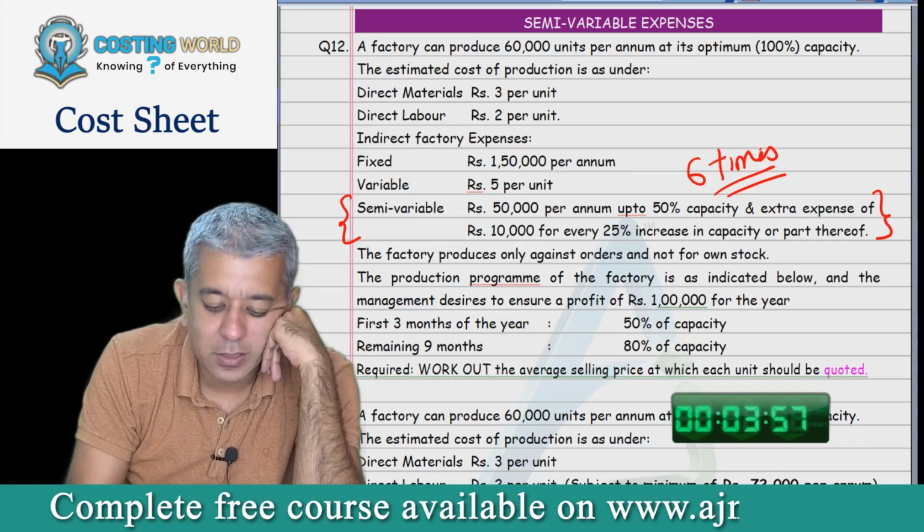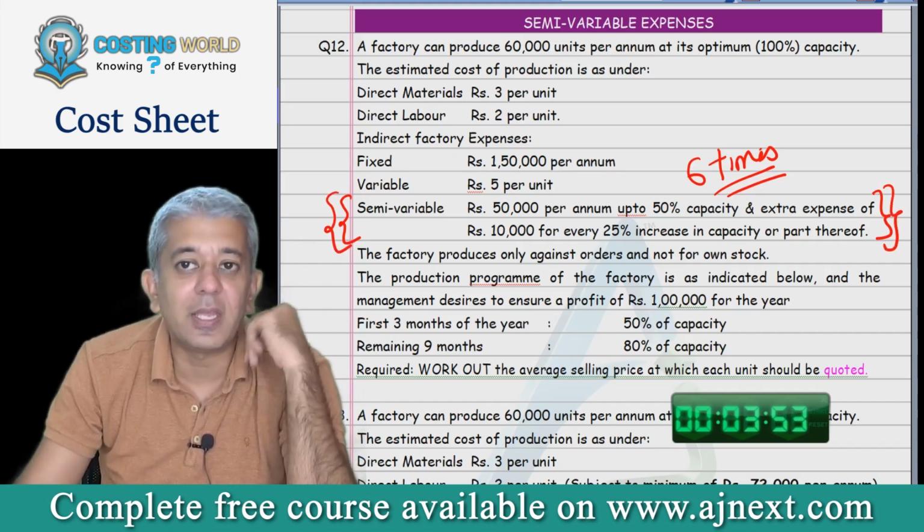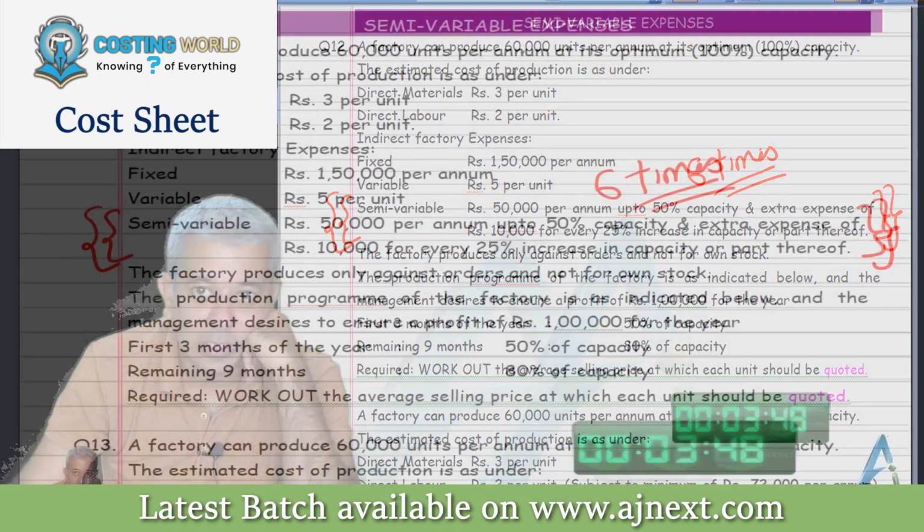Read these 2 lines, crack up your semi-variable overheads and get me the answer. And please tell me the answer at the end of 4 minutes only. In case you get the answer, rethink.